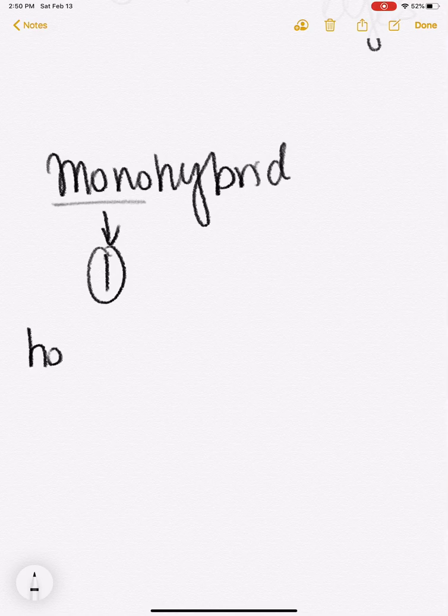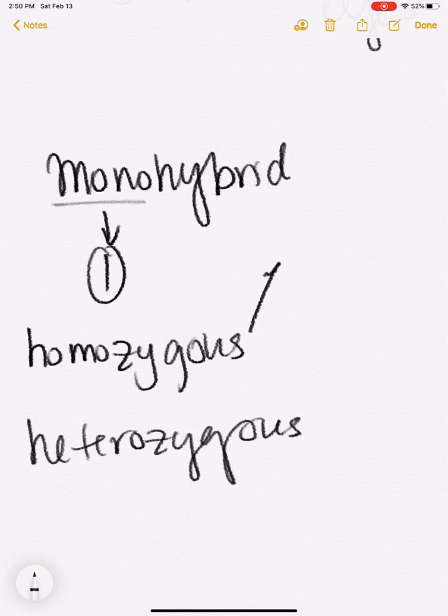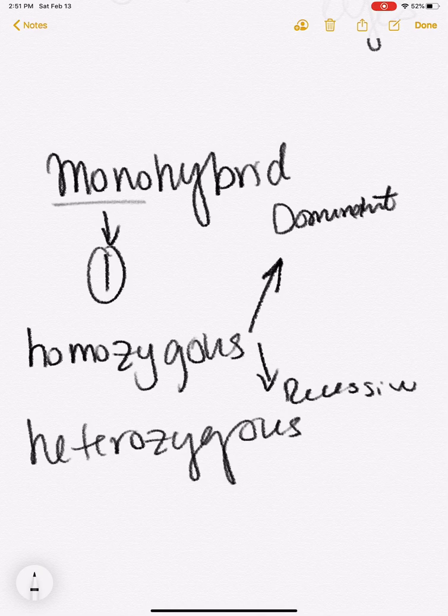This is important vocabulary. You have homozygous and heterozygous. Now with homozygous, we have dominant, and then we have recessive. So if it says homozygous dominant, you're usually going to see two uppercase. In this case, I'll just use H, two uppercases. And if it's homozygous recessive, you're going to have two lowercases. So for heterozygous, you're going to have an upper and a lower.